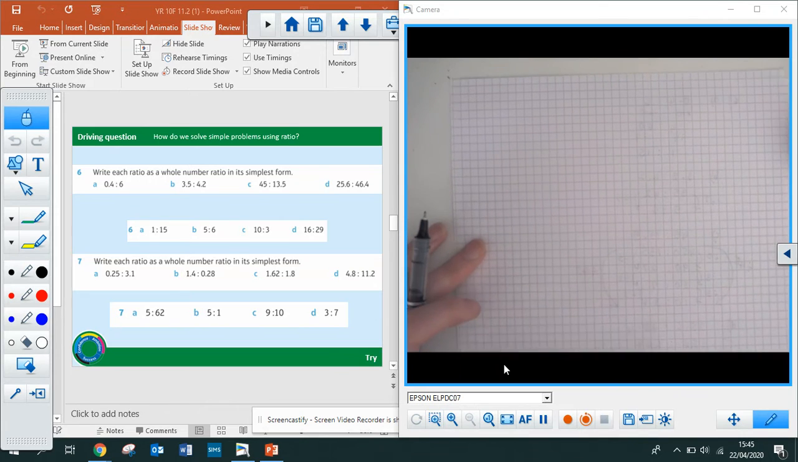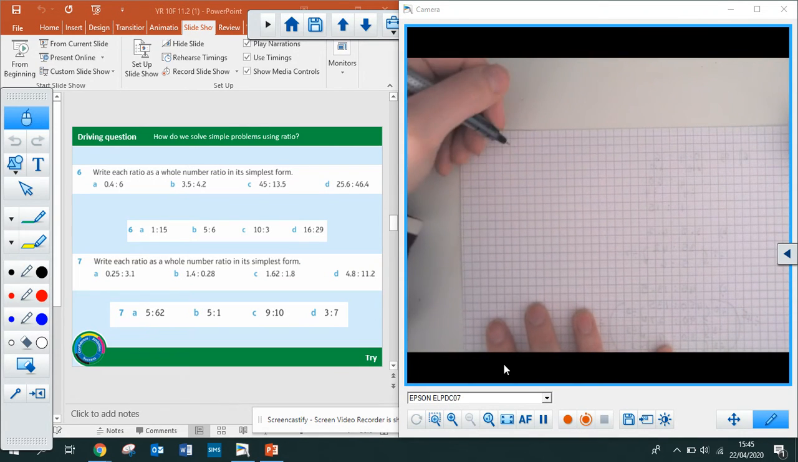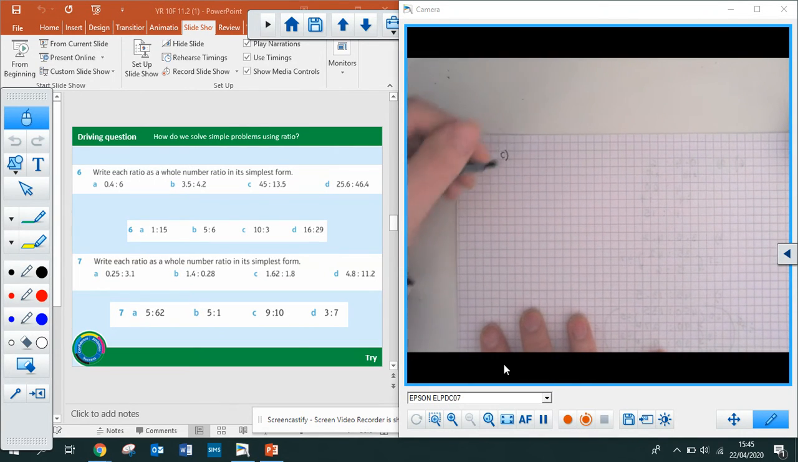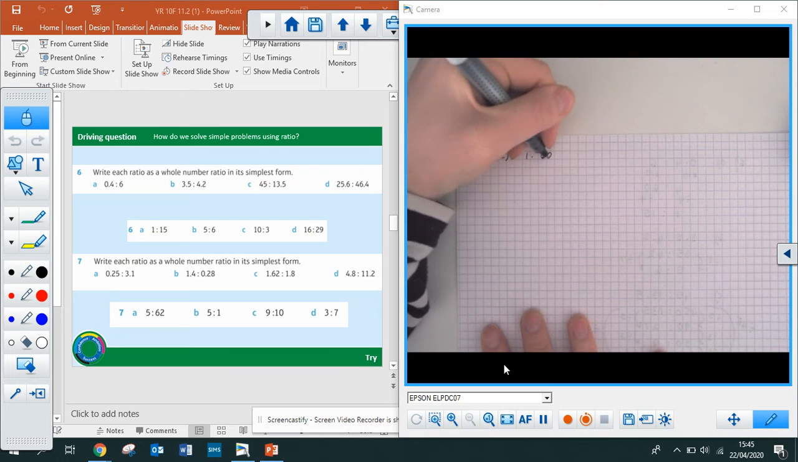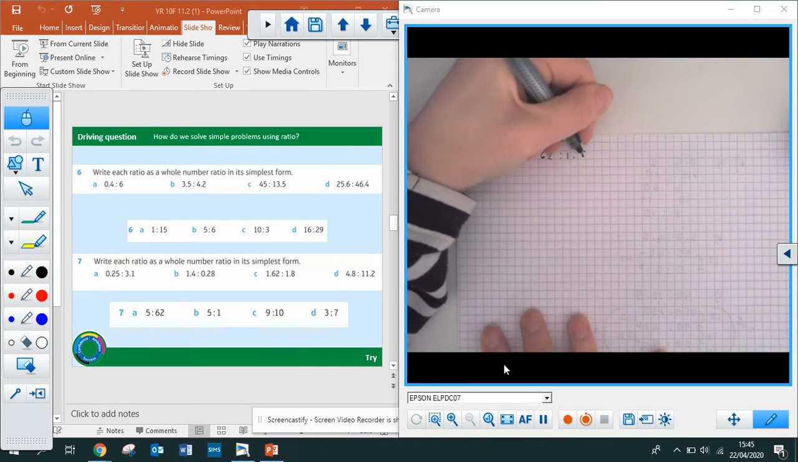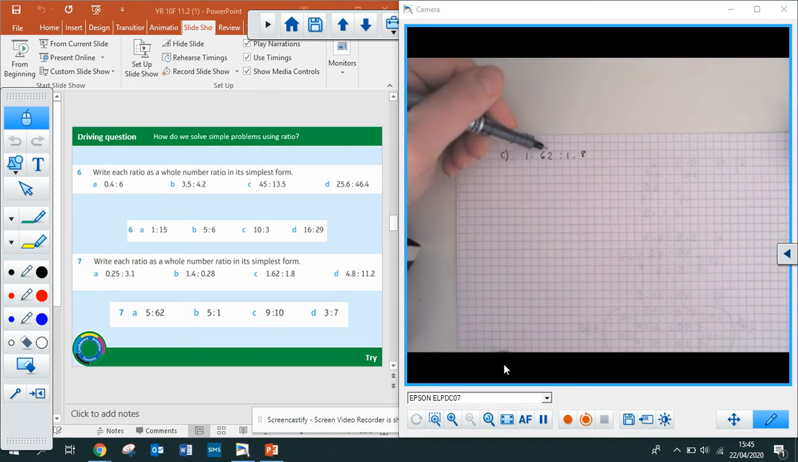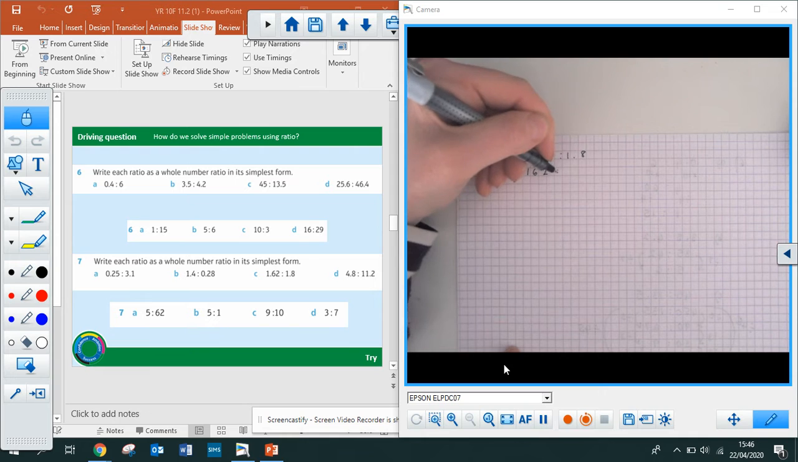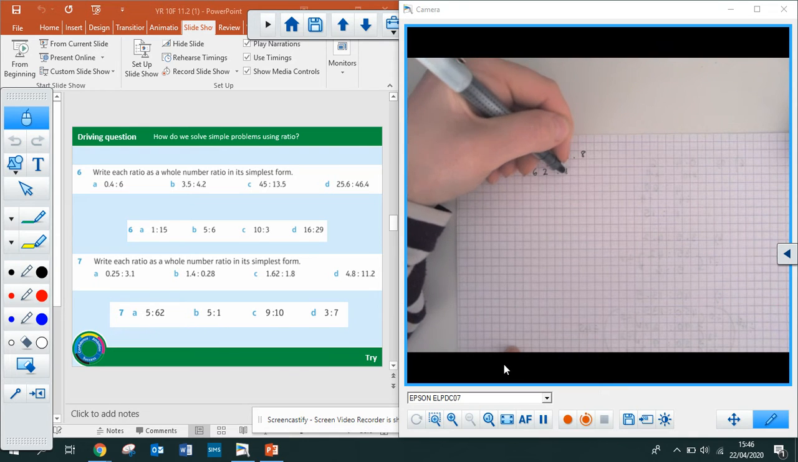Part C. So for C, you've got 1.62 to 1.8. Again, you can't multiply by 10. It's not enough to get rid of the decimals on this side, so you have to multiply both sides by 100. That will leave you with 162 to 180.